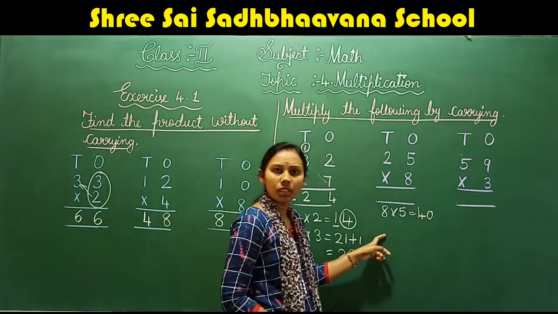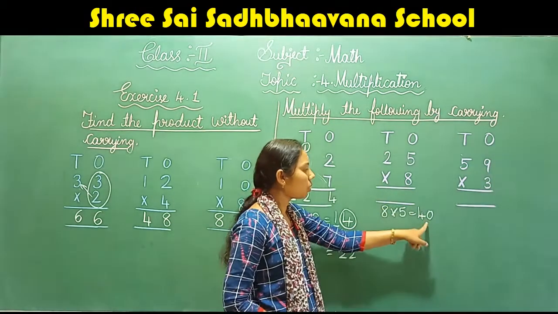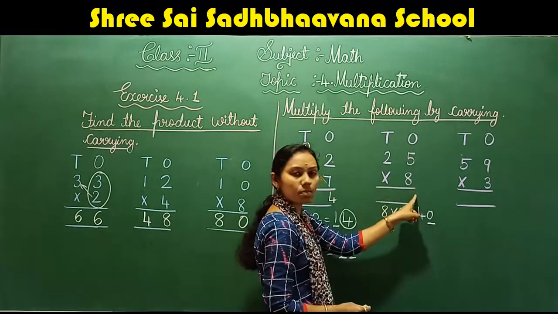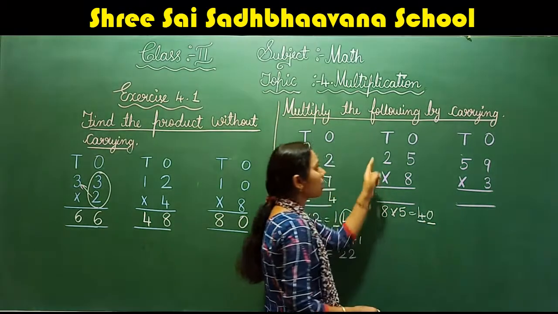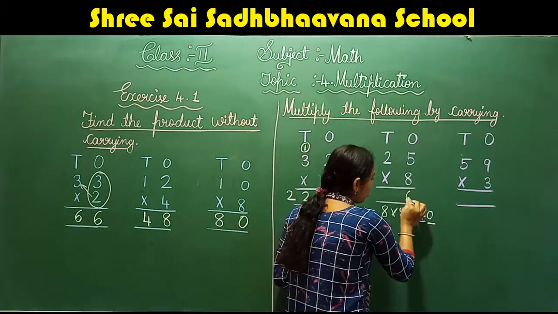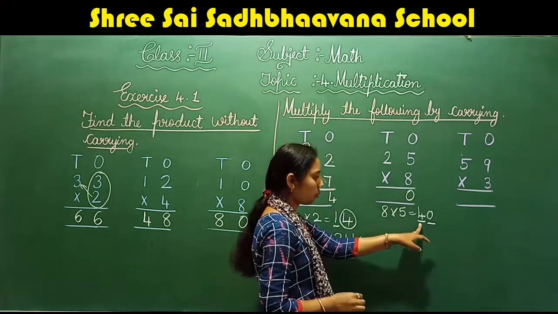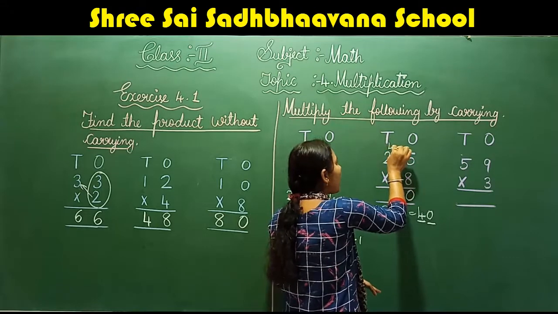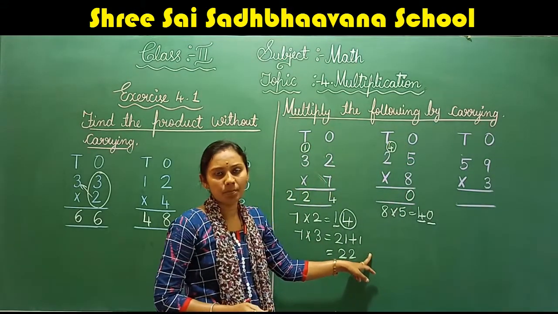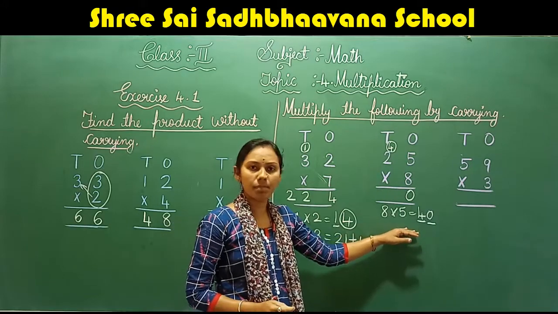40. Right. So here 0 you should write in the 1's place, and 4 you should write in the 10's place. Here 0 in the ones place. This 4 you have to give as the carry over in the tens place. Okay, this is the first step.